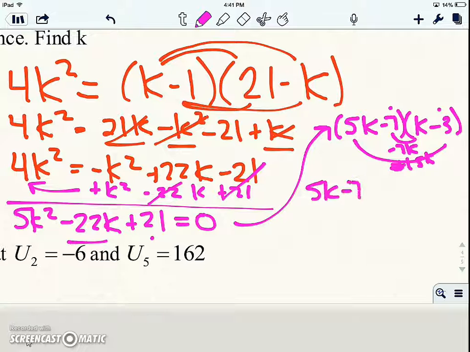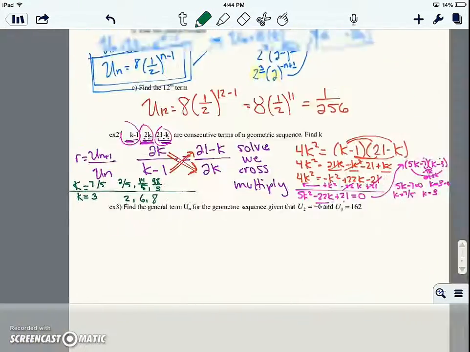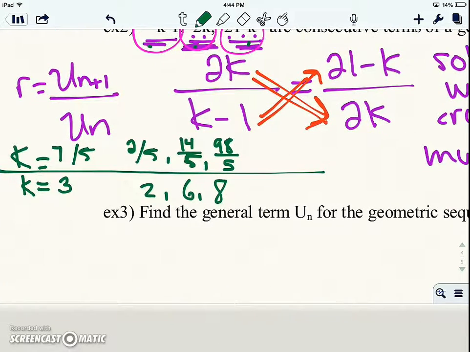Finally, set these equal to 0 and solve. And we would find out that k equals 7/5 and k equals 3. And so what that means is that if you were to plug in either of those k's into this, both of them would turn into a geometric sequence where our r is, we don't know, let's see. So I actually paused it for a minute and plugged in k at 7/5 into k minus 1, 2k, and 21 minus k, and got this first sequence. And I did the same thing when k equals 3.